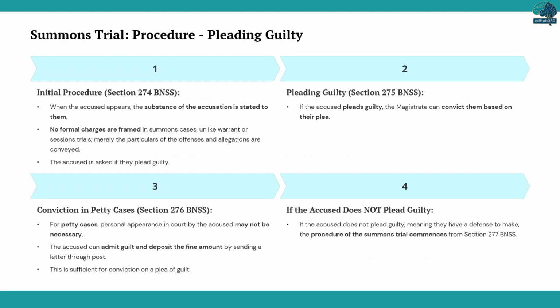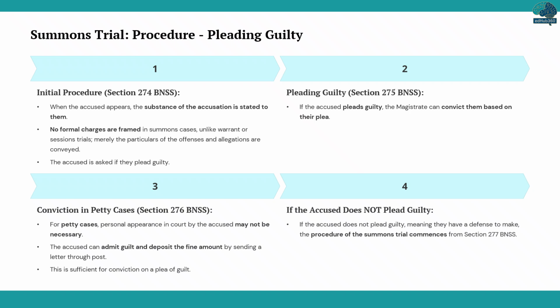The procedure for a summons trial often starts when the accused appears in court. Unlike more formal trials, no lengthy charges are framed. Instead, the essence of the accusation is simply stated to them. They are then asked if they plead guilty. If they do, the magistrate can convict them right there based on their plea.